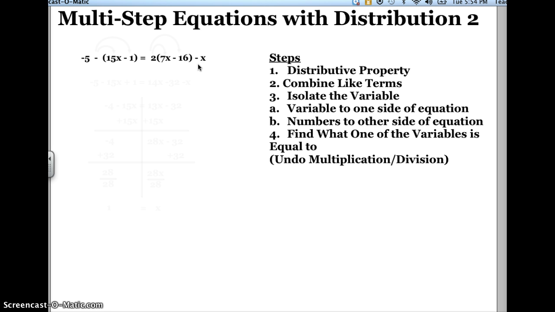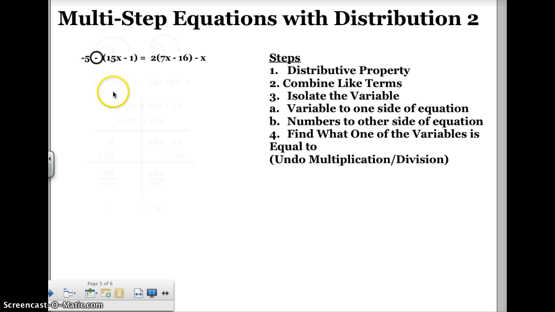Now the thing that's a little bit tricky about this problem is I'm going to have to distribute a negative sign through the first set of parentheses. I want you to notice that I'm really distributing that negative sign because there's no number really in front of it. If I have a negative sign or minus and then something inside parentheses, what I really distribute is just the negative sign. So if I take the negative sign times 15x, I get negative 15x. If I take the negative sign times a negative 1, I get positive 1.